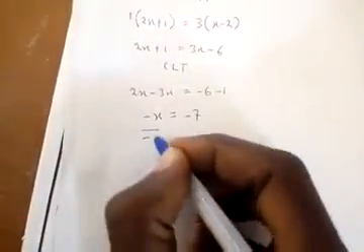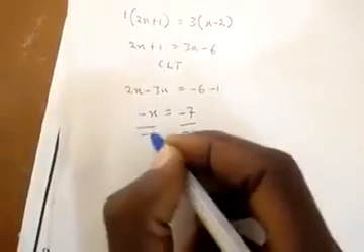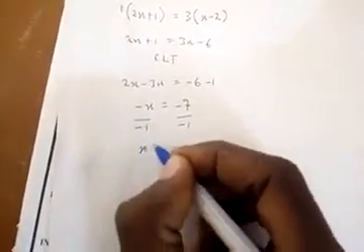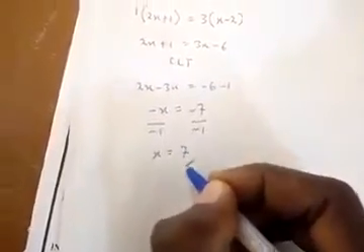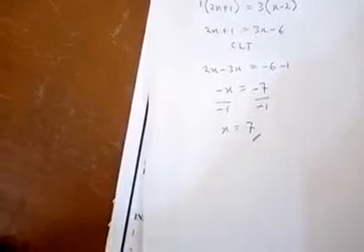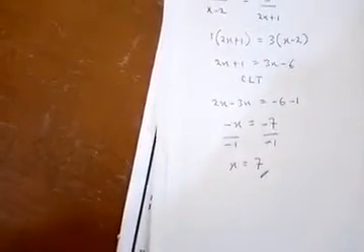So I divide both sides by minus 1. Divide here 2 by minus 1. Minus cancels minus. x will be equals to minus cancels minus, 7 divided by 1 is 7. So x is equals to 7. Okay. So that is that.